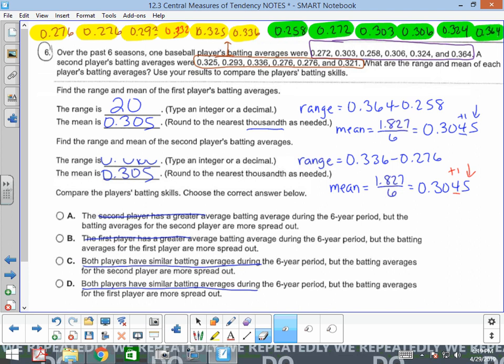The batting average, the range, I'm sorry, was 4. I was looking at another problem. So the range for the first batter is bigger than the range for the second batter. That means the first batter's batting averages are more spread out. So this is D. If the range is higher, it's more spread out. When the range is lower, it's less spread out.